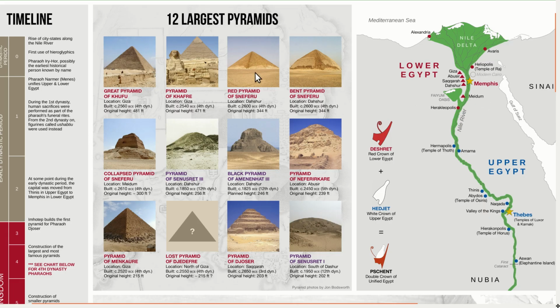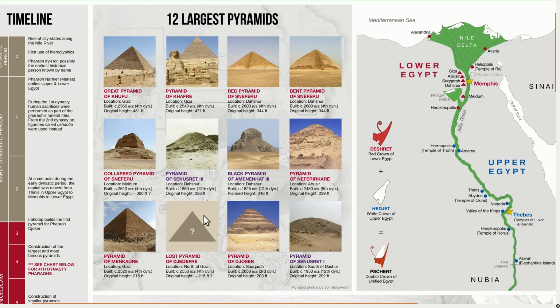Then we get the famous pyramids at Giza: the Great Pyramid of Khufu, and then the Pyramid of Khafre in the middle, which has the Sphinx, and then the Pyramid of Menkaure, which is quite a bit smaller. These are in order of size. You can look at the height numbers here to get a little bit of an idea of how they compare with each other.